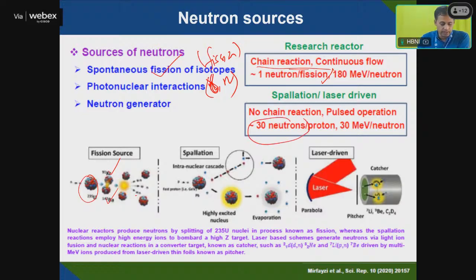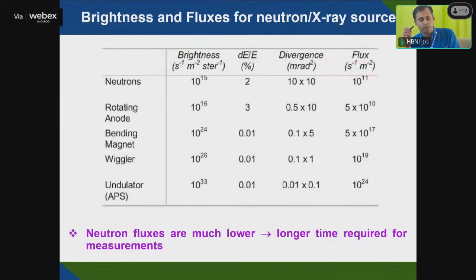So in case of spallation, you can see the breakout here. In case of a fission source and in case of spallation, because of this high energy laser driven or some high energy source, you are able to get a nuclear cascade, and from there you are able to get neutrons. So mostly neutron you can produce by spallation source or by research reactor.